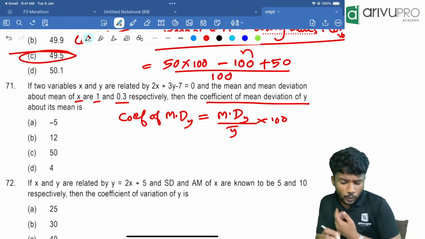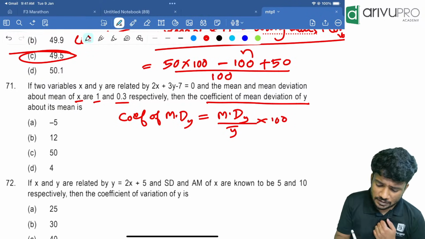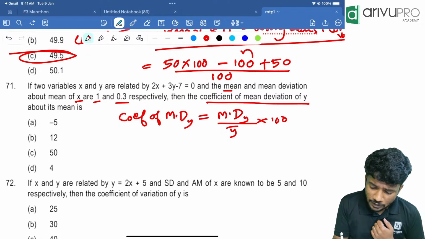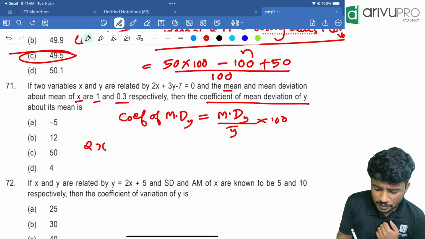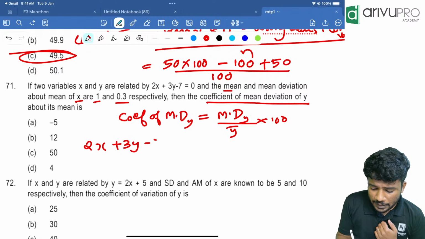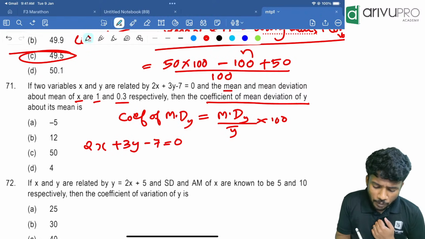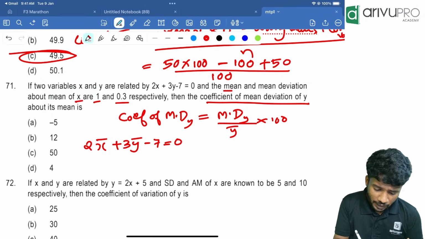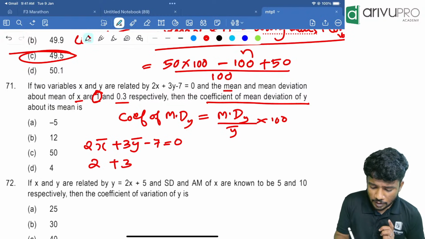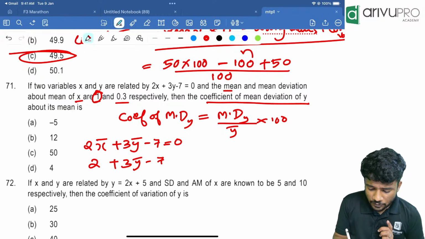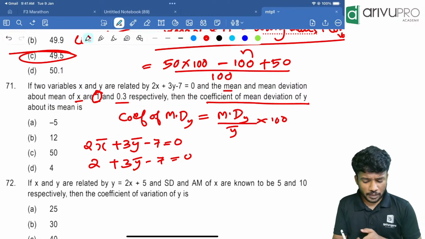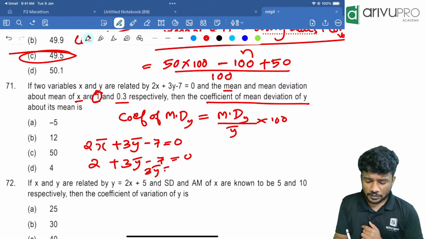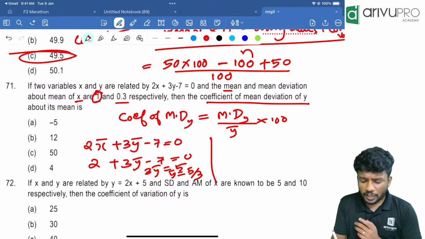Correct? Now here people, mean of x is given. How to find y bar? 2x plus 3y minus 7 is equal to 0. Instead of x bar, substitute the value 1. That means you are putting over here 2 plus 3y bar minus 7 is equal to 0. This goes to the other side. It will become 3y bar is equal to 5. Y bar is equal to 5 by 3.